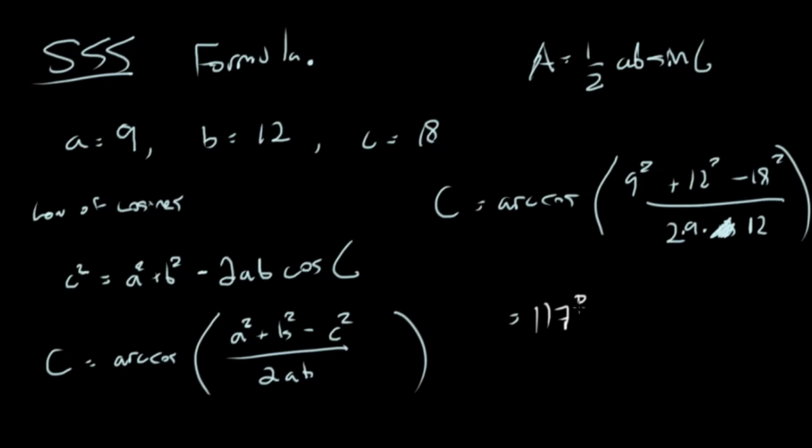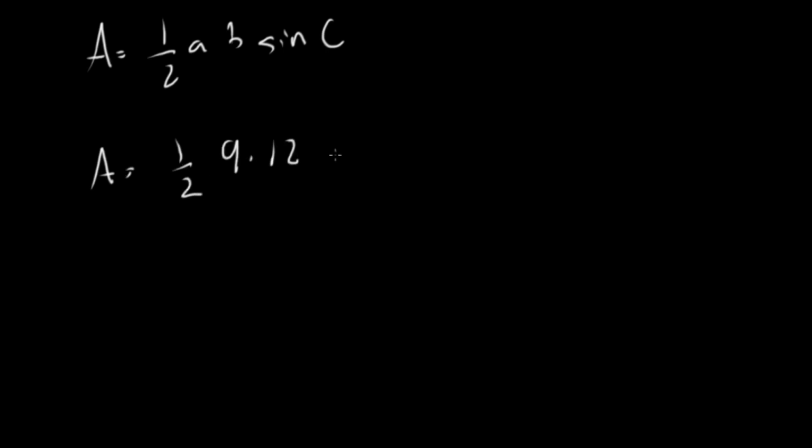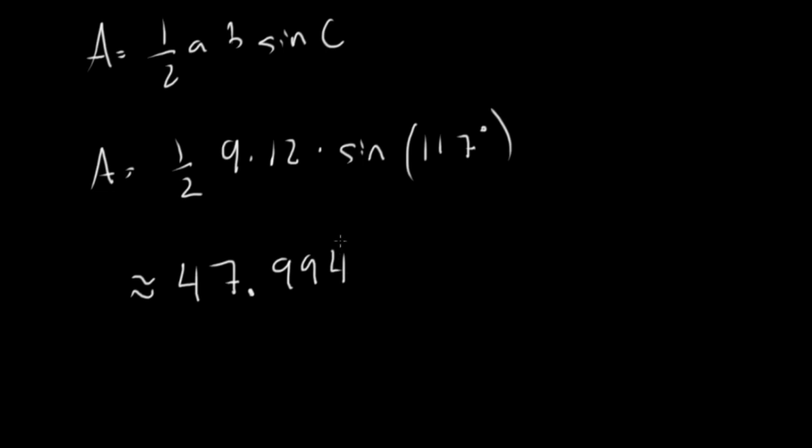And so, with that said, let's go ahead and plug that into the area formula, 1/2 ab sine C. Which in this case is 1/2 times 9 times 12 times the sine of 117 degrees, which ends up being 47.994. But this is not the best way to do this problem.